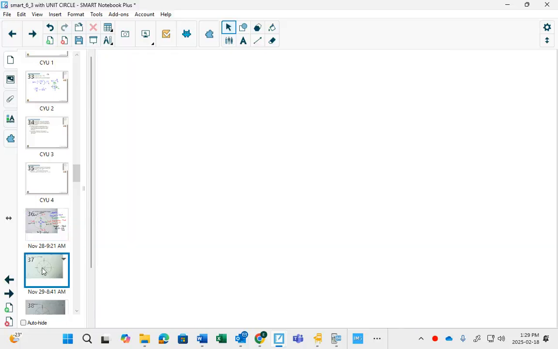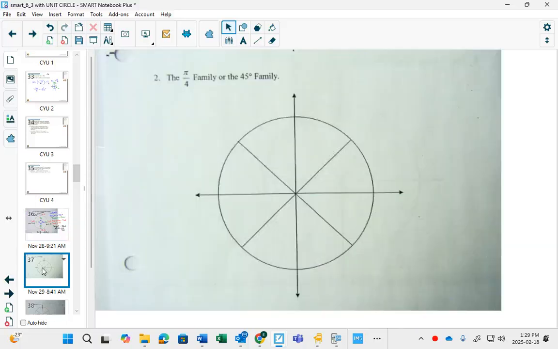Our next family that we're going to look at is the 45-degree family. What makes the 45-degree family is all of the reference angles are 45 degrees, or pi over 4. So if my reference angle, again, that's the angle back to the nearest x-axis, is 45, well, it's pretty obvious that that's 45 degrees.